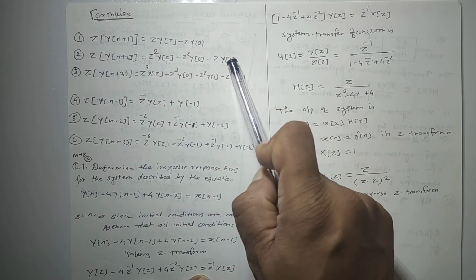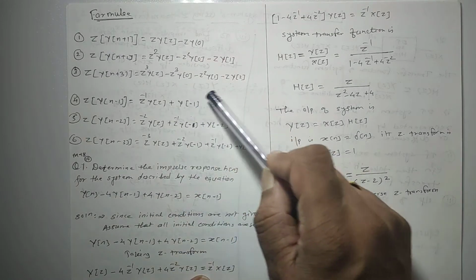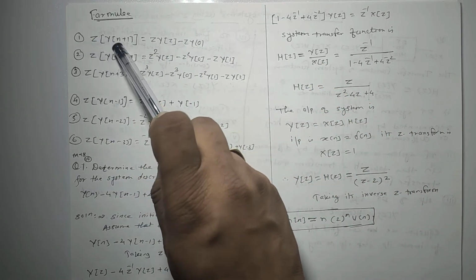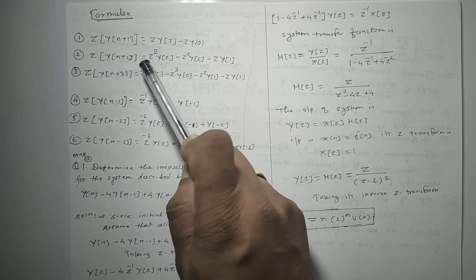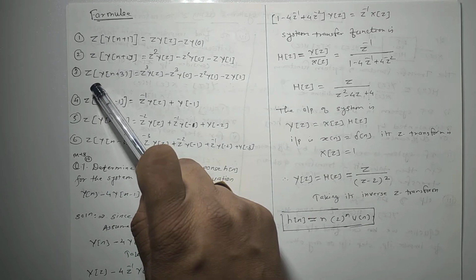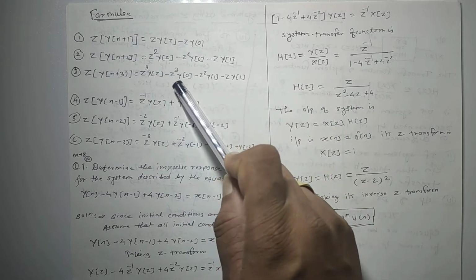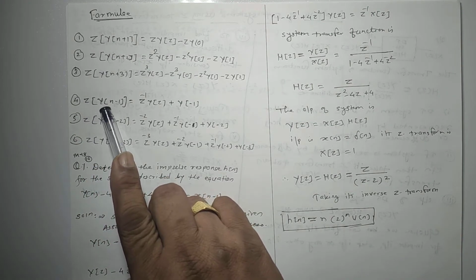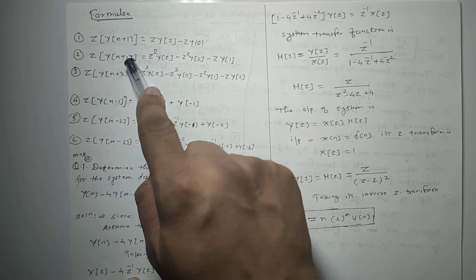Well, this y(0), y(1) and y(2) we call the initial conditions of the system. So if the initial conditions are 0, then the z transform of y(n+1) is just zY(z), the z transform of y(n+2) is z squared Y(z), and the z transform of y(n+3) is z cubed Y(z). So if the initial conditions are 0, then y(0), y(1), y(2) are 0. Similarly, if the difference equation is represented in terms of the delay element, this we call a delay element, and this is the advance element.